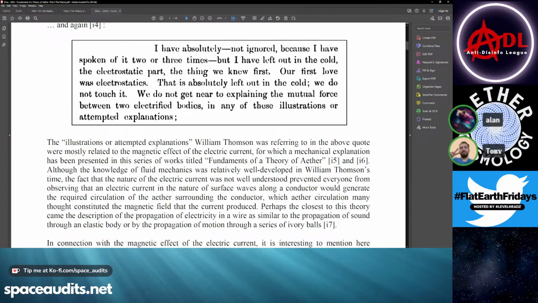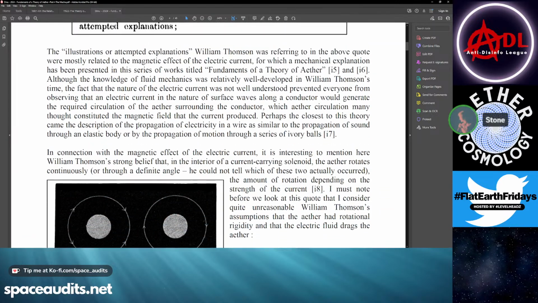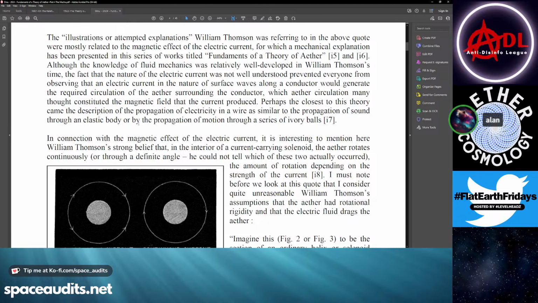Yeah, can you play that while I read it? That is absolutely left out in the cold. We do not touch it. We do not get near explaining the mutual force between electrified bodies in any of these illustrations or attempted explanations. But we thought we'd write a big long book anyway. But we thought we'd tell you about it anyway.